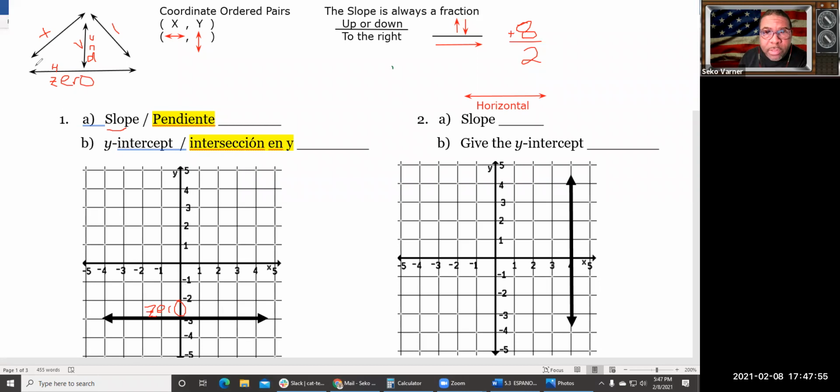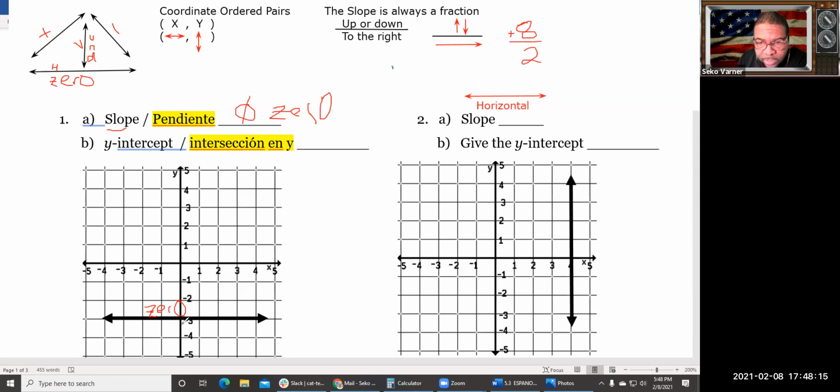Zero slope. So we can look right here and see that's the zero slope. So I'm just going to put zero, or you can just put Z-E-R and make sure you make your O's big. So that's what the O stands for.